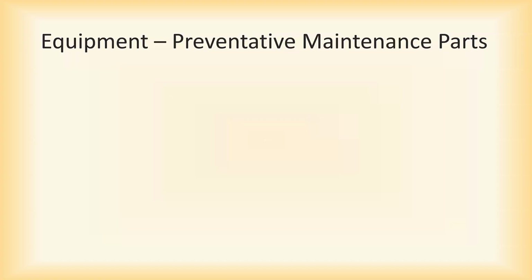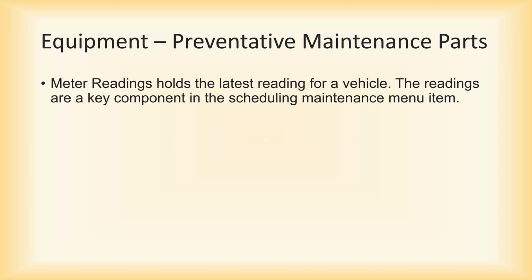All right. So we're going to get right started. Equipment, preventive maintenance parts. These are the pieces that we've put together for preventive maintenance and working with your equipment. So we start with meter readings. Again, meter readings is one of the places that we hold the latest reading for a vehicle. It's not tied anymore to work orders. It's not tied to any more maintenance or anything. It's just simply the place where we hold the last reading for a vehicle. We did this so that we could identify quickly and easily produce the maintenance scheduling component. So again, this is what readings is about.